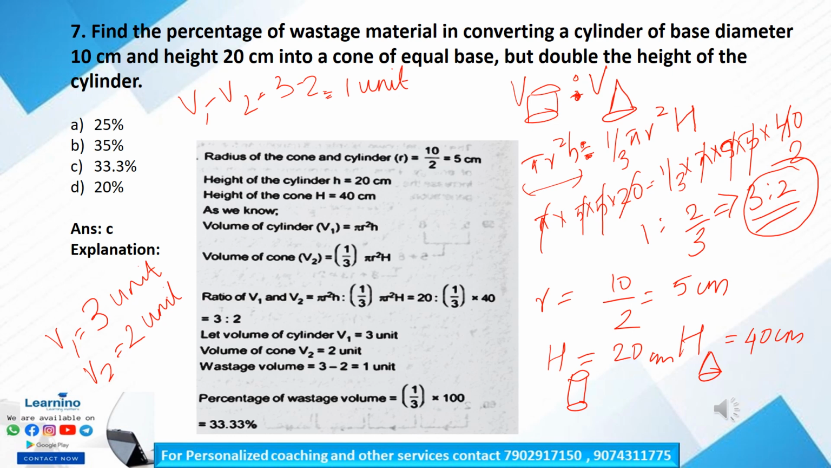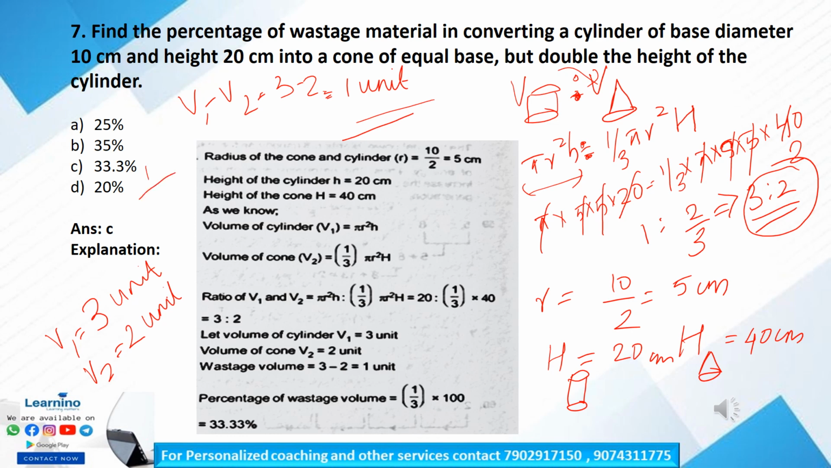Okay, so while converting one shape into another shape, there is a wastage. The wastage is obtained by taking the volume of each shape. So cylinder volume minus cone volume gives the wastage volume, which is equal to 1 unit. So that 1 unit of wastage is how much percentage?